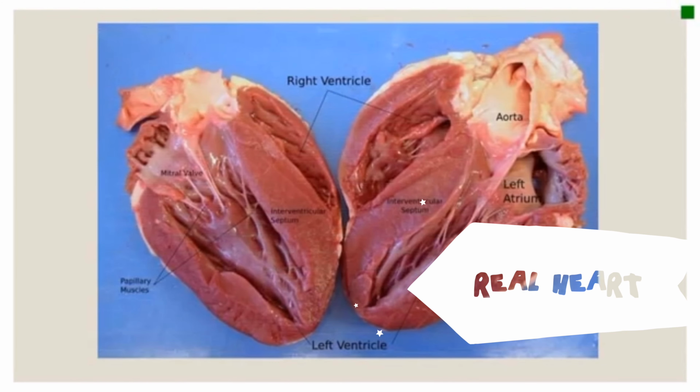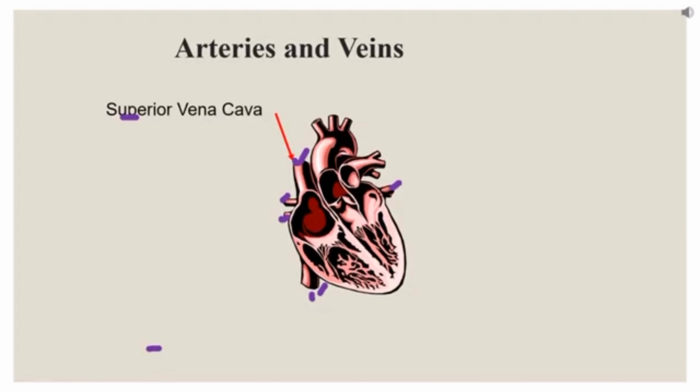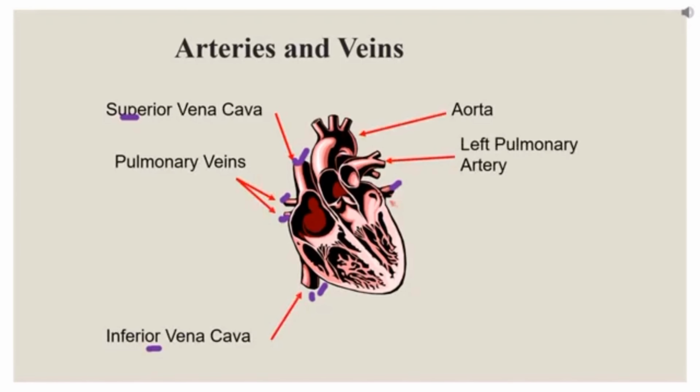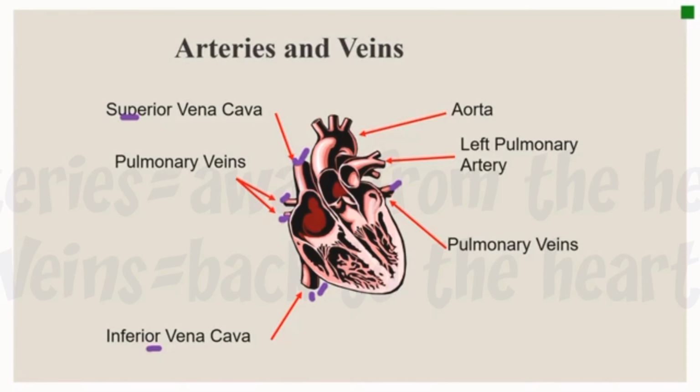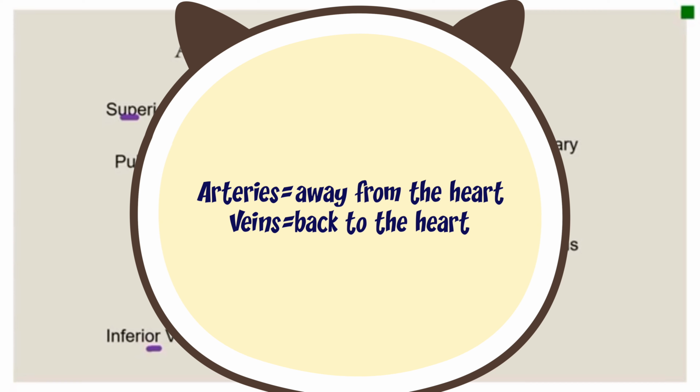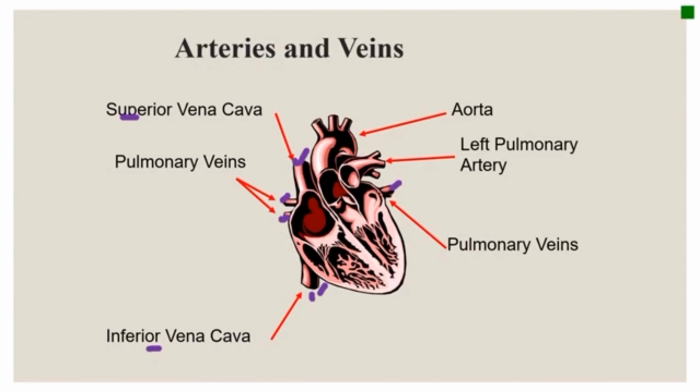So this is also a picture of a human heart showing the different parts. The human heart is composed of several arteries and veins. Arteries are blood vessels that carry blood away from the heart, and veins are blood vessels that carry blood back to the heart. So let's see the names of the structures.